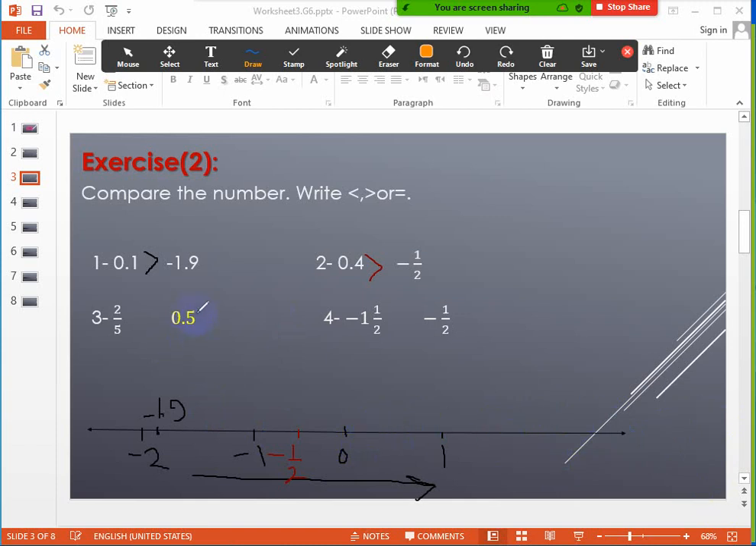Yes. What about 0.5? If I want to locate this number between 0 and 1, where will it be? In the middle, right? Between 0 and 1. This is 0.5. It's easy for me. What about 2 over 5?